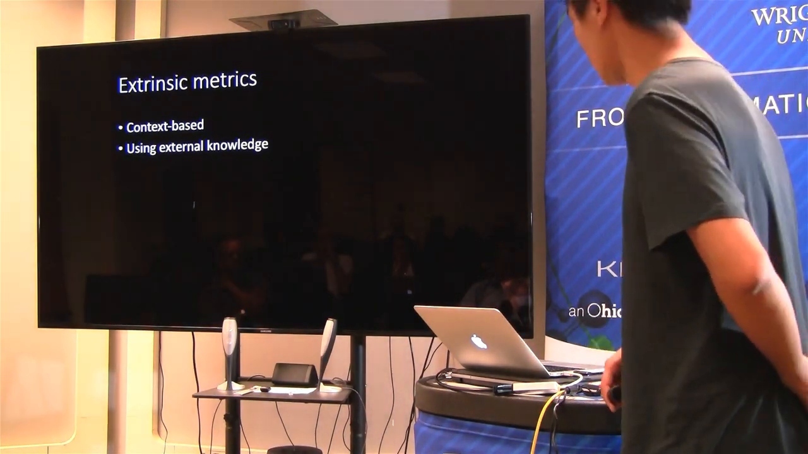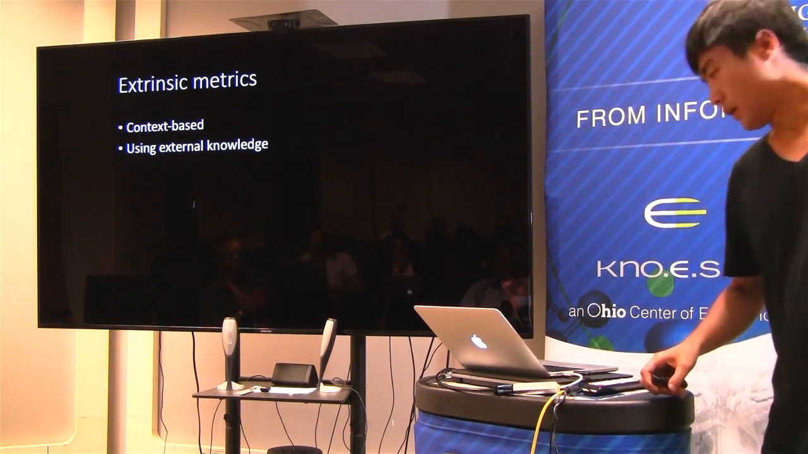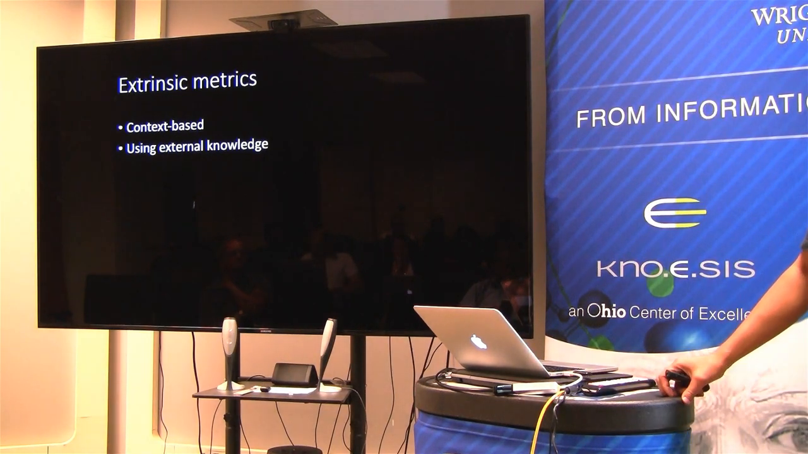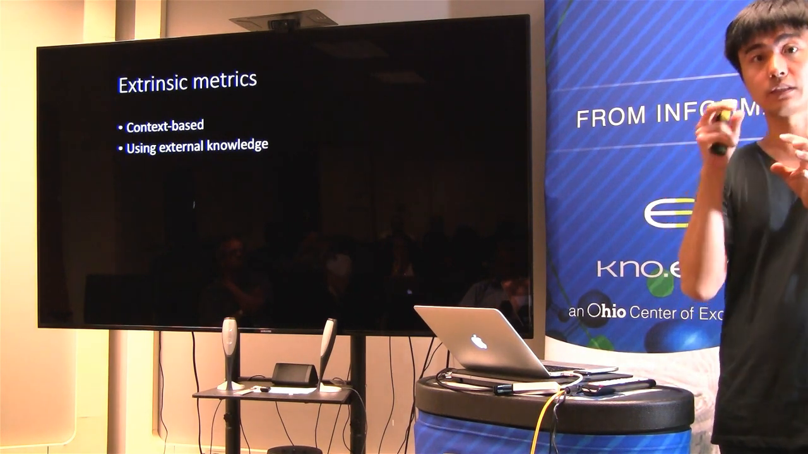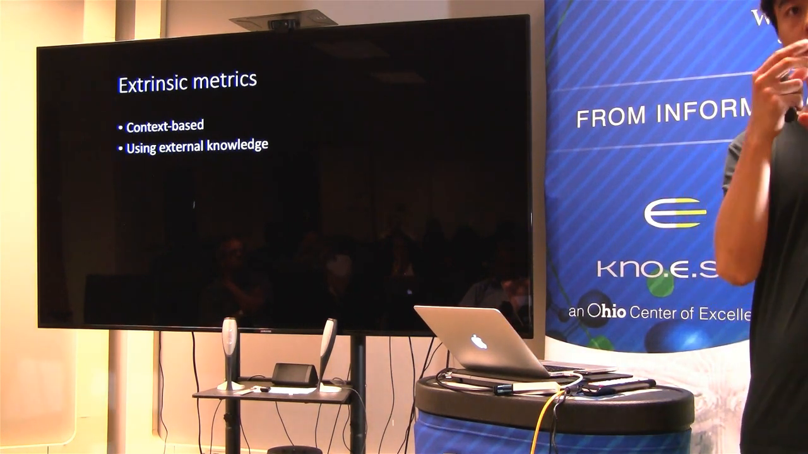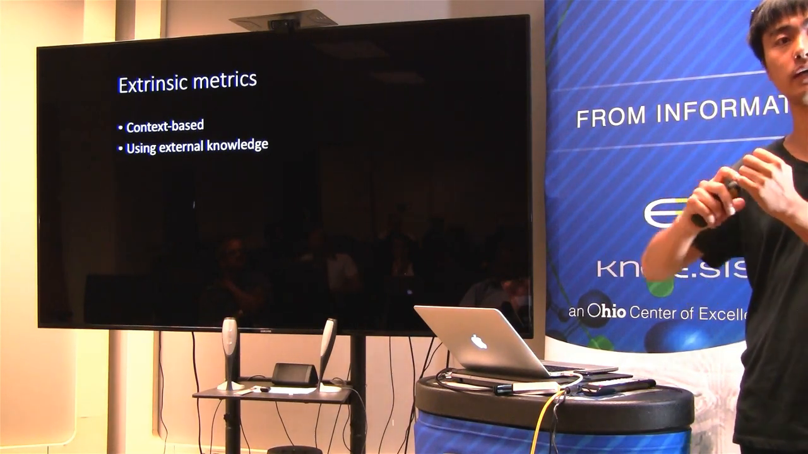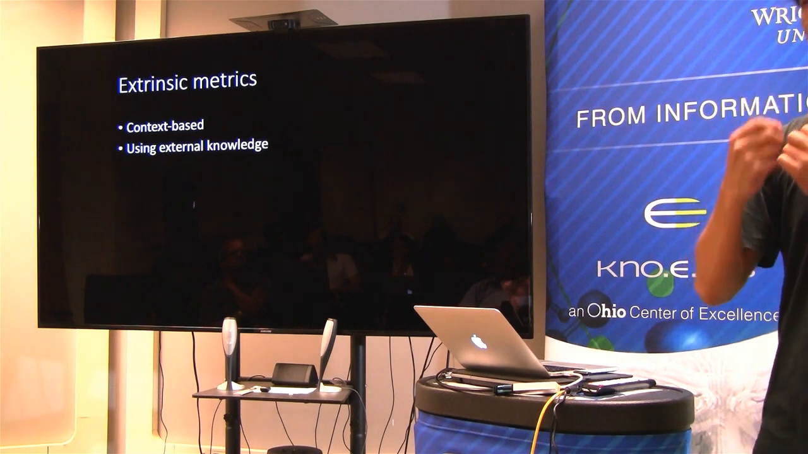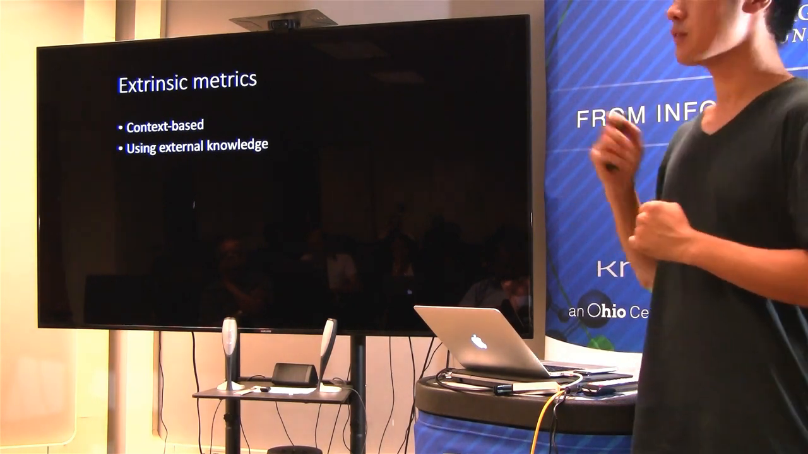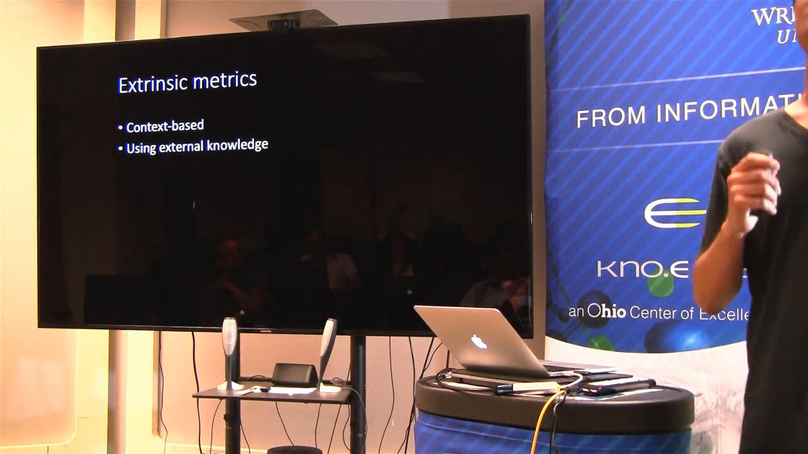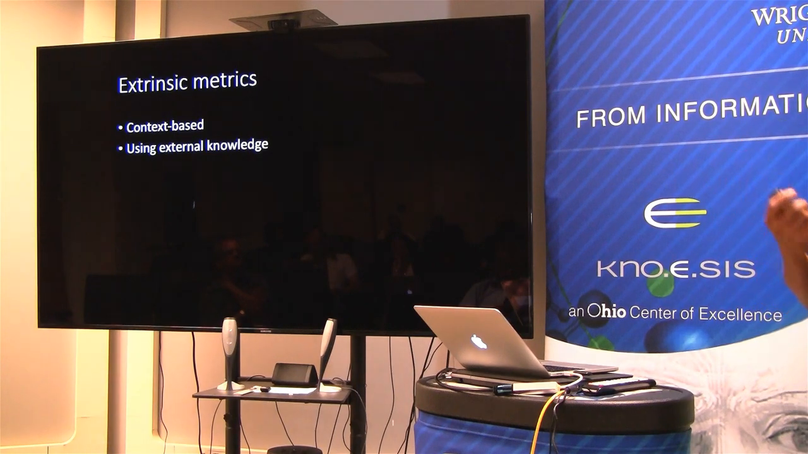That's diversity. So all the above metrics are intrinsic metrics. What are intrinsic metrics? Intrinsic metrics are metrics that only use the data itself. As you have seen, they are only based on the data graph, right? We didn't use any external resources. There are also some extrinsic metrics that try to use some external resources.